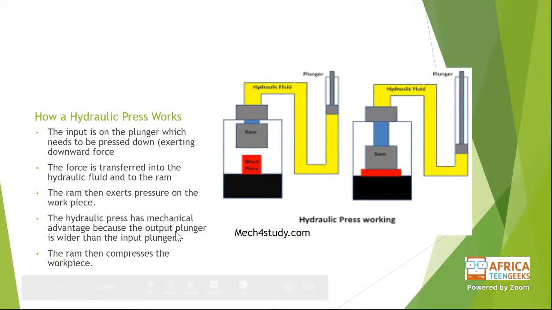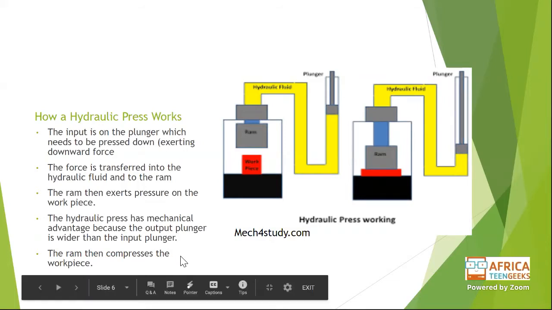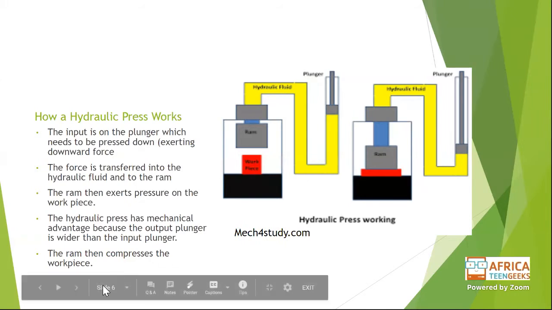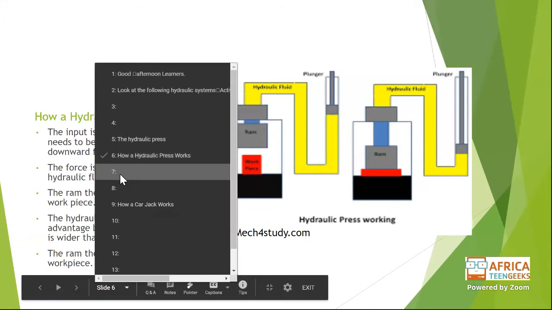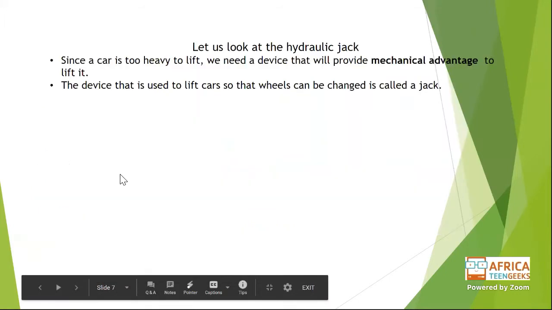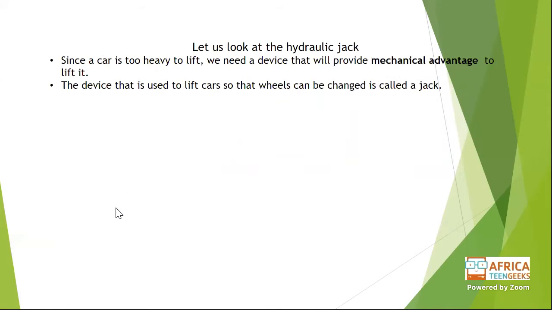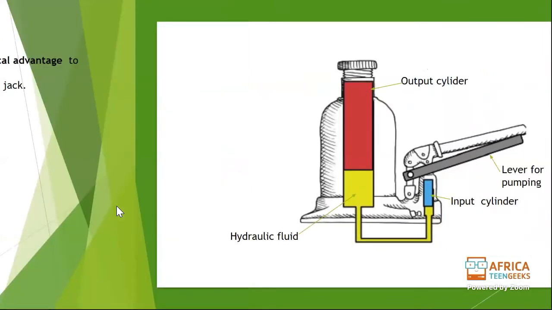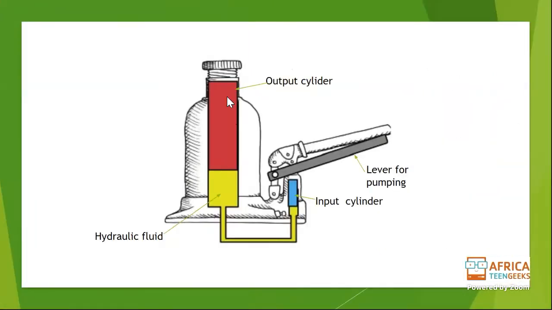So you see now, this is the compression that takes place there. Okay. Now, let us look at another hydraulic machine. This is the hydraulic jack. I guess some of you have seen this at home. This is what maybe we've seen our daddies or our brothers or uncles using to lift the car, especially when they're changing tires, okay?